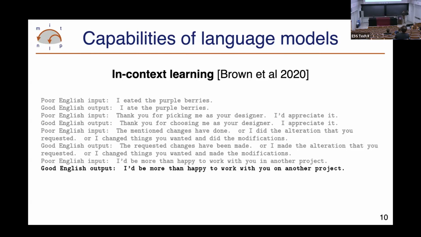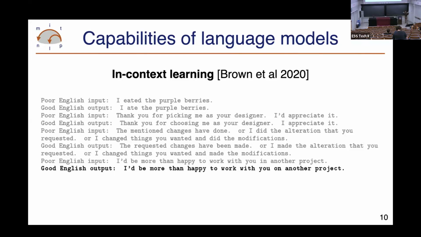And we do this by placing, as the input to this model, the string "poor English input: I eated the purple berries. Good English output: I ate the purple berries. Poor English input: Thank you for picking me as your designer, I'd appreciate it. Good English output:" And we fill in all of these pieces like this. So again, all of this text that we're showing in light gray on this slide is text that we as a human user of this system are providing.